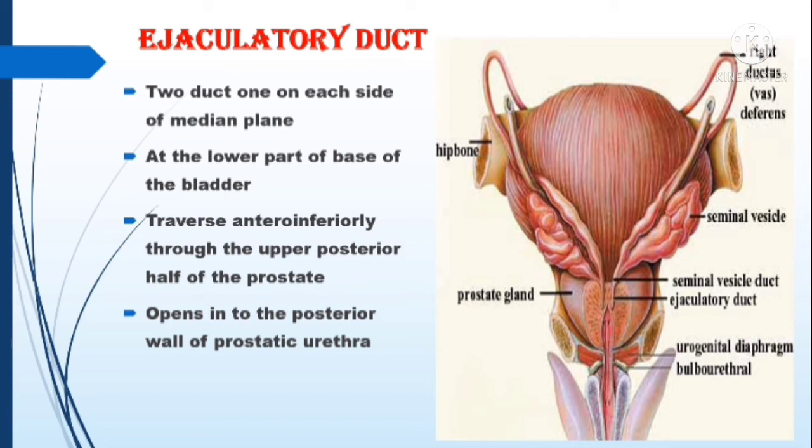Next is the ejaculatory duct. There are two ducts, one on each side of the median plane. At the lower end of the base of the bladder, it traverses anteroinferiorly through the upper posterior half of the prostate and opens into the posterior wall of the prostatic part of the urethra.